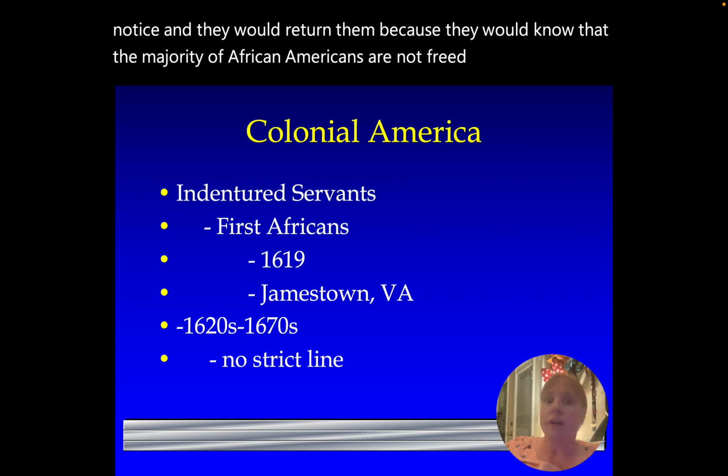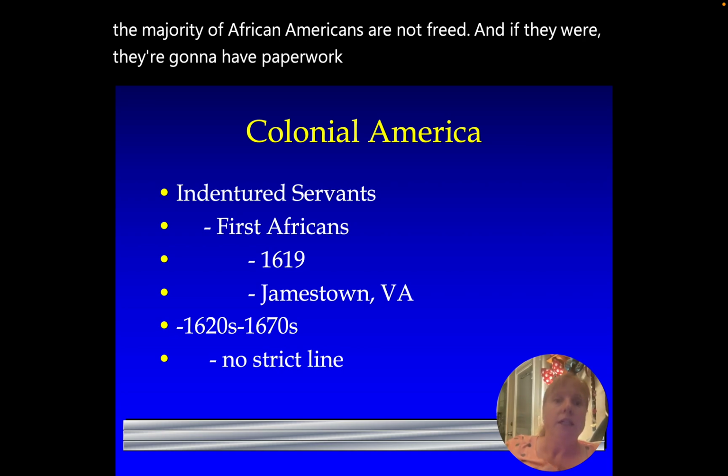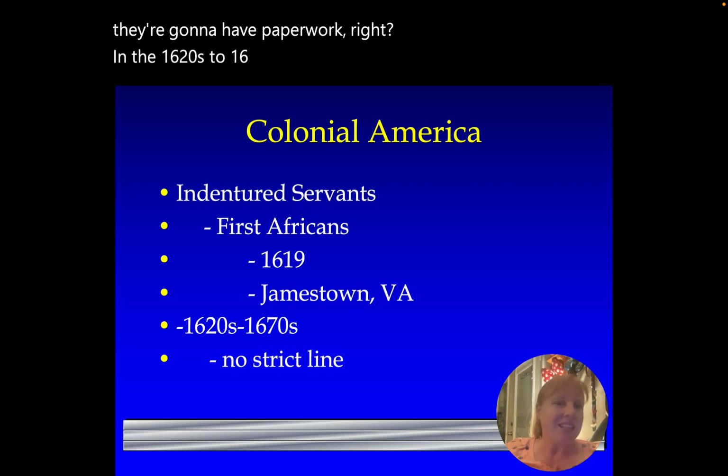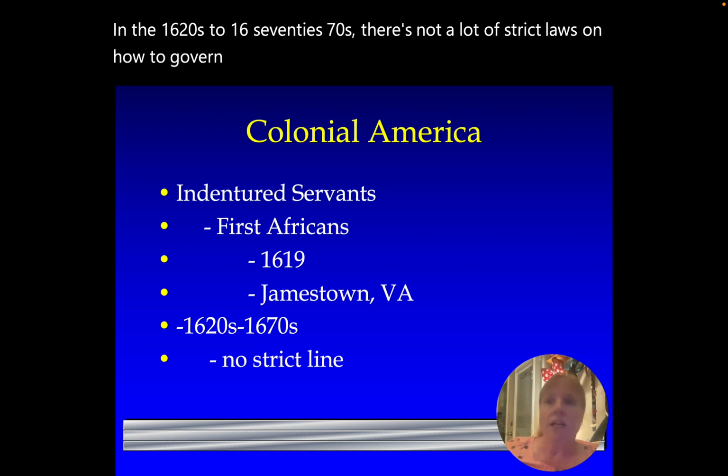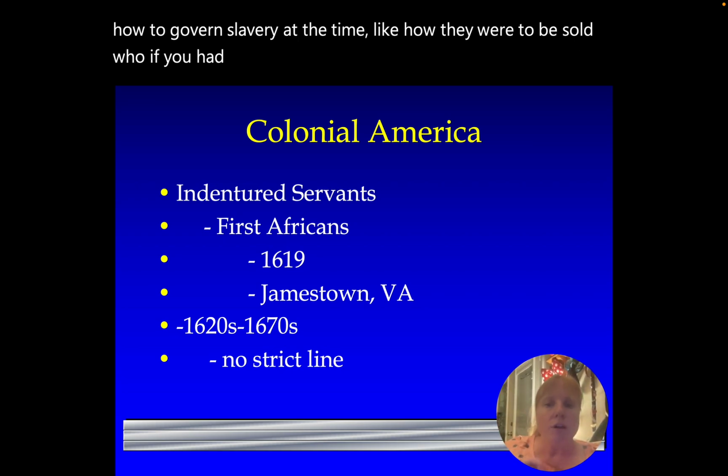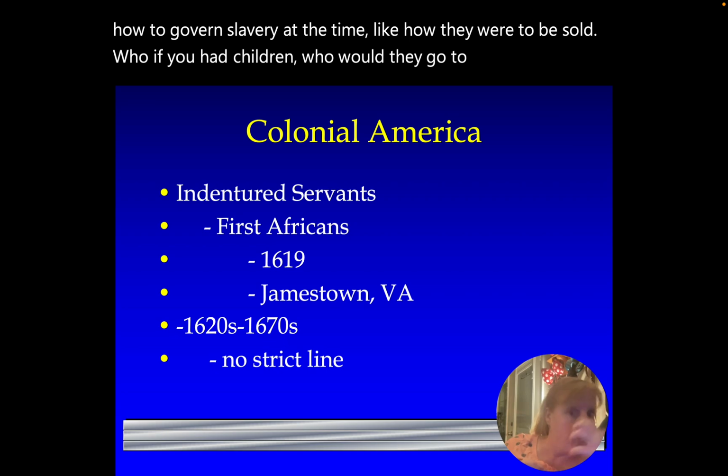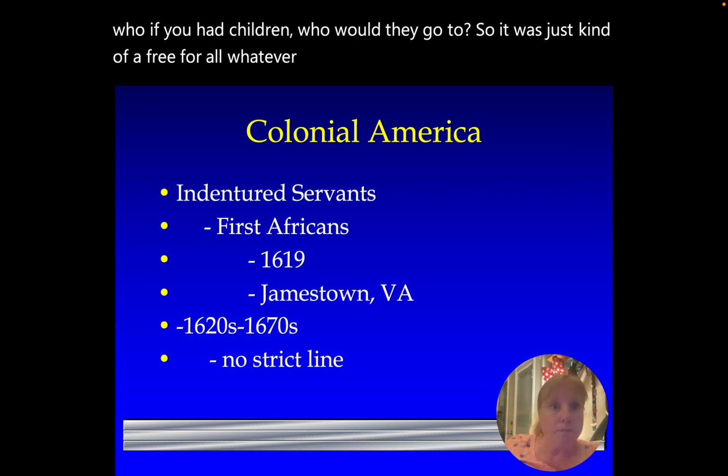And if they were, they're going to have paperwork. Right? In the 1620s to 1670s, there's not a lot of strict laws on how to govern slavery at the time, like how they were to be sold, or if you had children, who they would go to. So it was just kind of a free-for-all, whatever you think works.